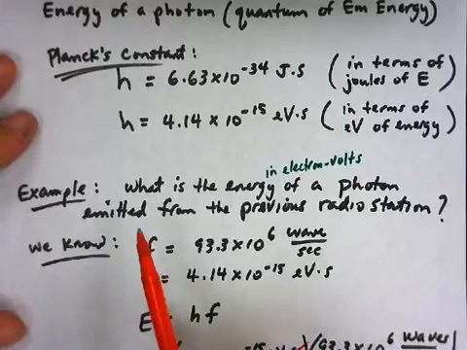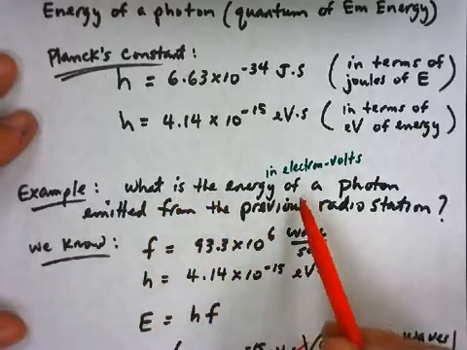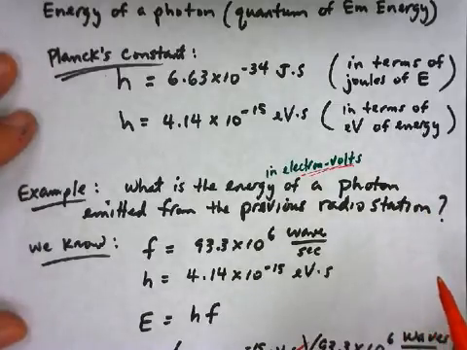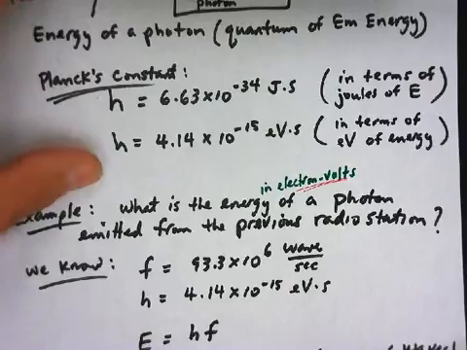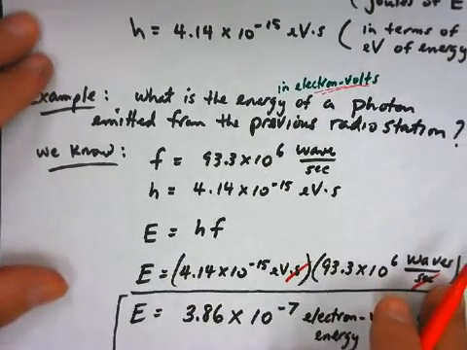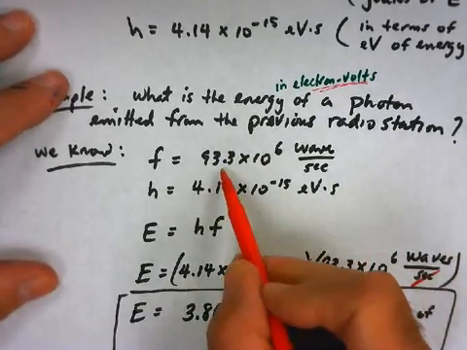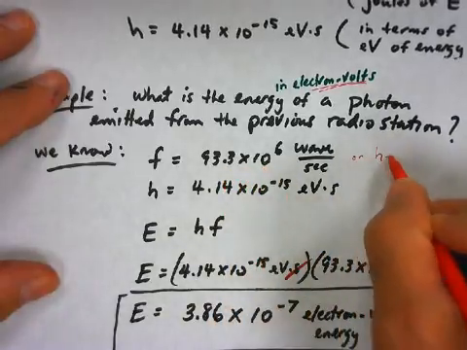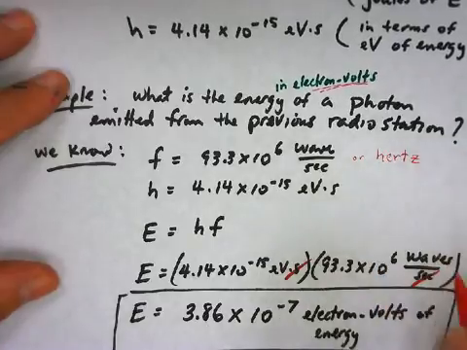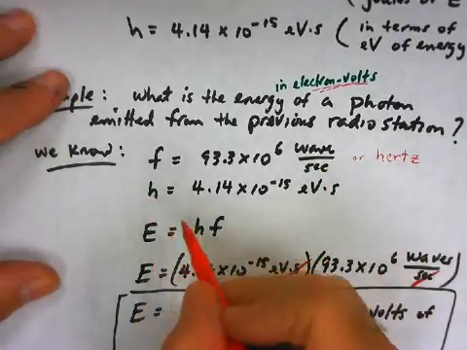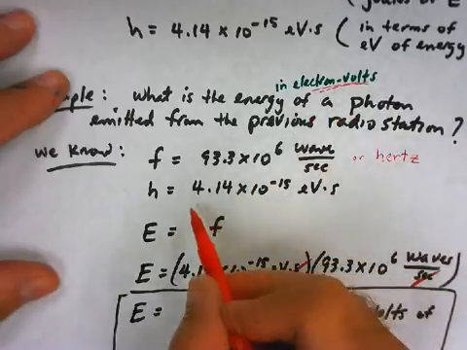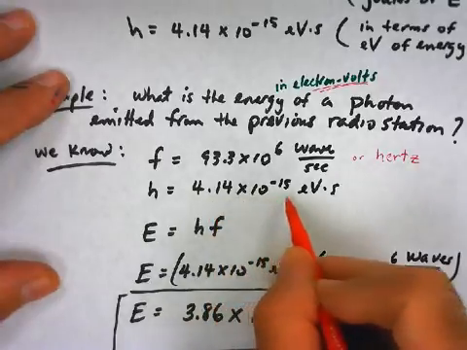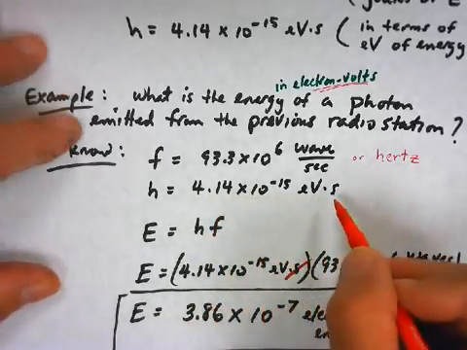Here's a sample problem. What is the energy in electron volts of a photon emitted from the previous radio station? So, what do we know? We know that the frequency of that radio station was 93.3 times 10 to the 6 waves per second, or hertz. That's the compatible unit. Since we want it in electron volts, we're going to use the form of Planck's constant given in electron volts, 4.14 times 10 to the negative 15th electron volt seconds.